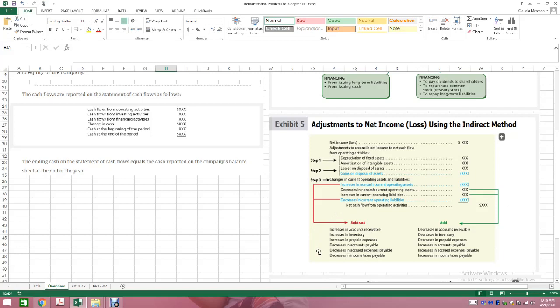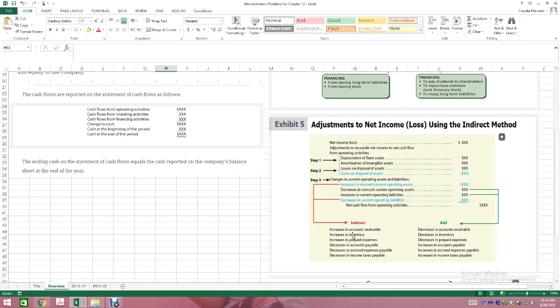What you're going to do is look at your balance sheet, and look at an account, for example, accounts receivable. You're going to look at your accounts receivable at your ending balance last year and your ending balance this year. Did your accounts receivable increase or decrease? If your accounts receivable increased, you subtract. If your accounts receivable decreased, you add. You're going to do the same thing for the rest.